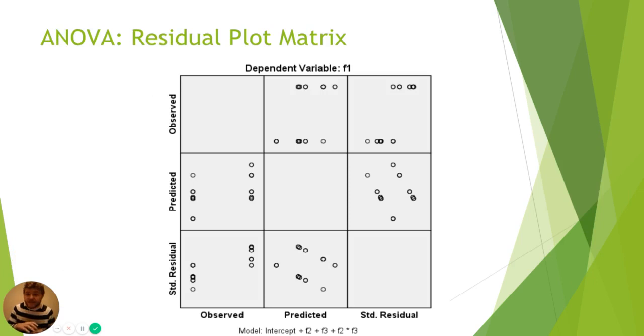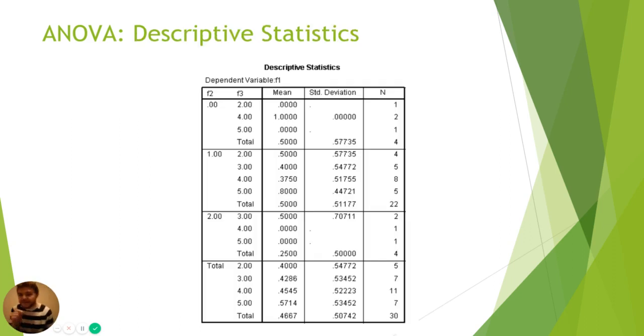Additionally, we're able with ANOVA to craft residual plot matrices, in which the observed, predicted, and standardized residual plots can be analyzed together to kind of see general trends. However, I wanted to address that the descriptive statistics show a key problem with this analysis of variance, in that the cells do not have a consistent n value. And with ANOVA, this is a very, very important aspect.